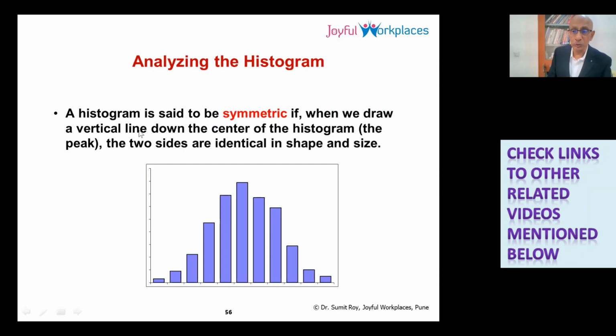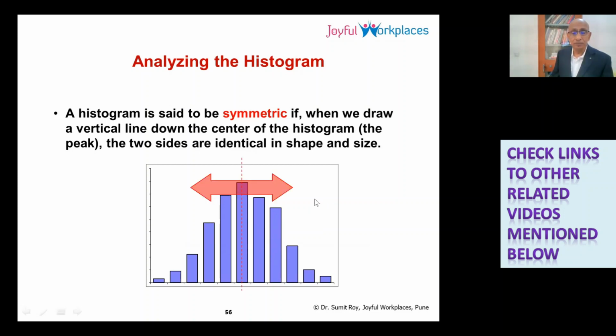So analyzing the histogram, अभी मैं थोड़ा technical discussion में जाऊंगा. A histogram is said to be symmetric if when we draw a vertical line down the center of the histogram, the peak, the two sides should be identical. देखिए ये histogram मैंने किया था using a column chart. That is why I did not get the proper histogram. But you will be able to get, if you use the histogram tool in the Excel, you will be getting all the bars touching each other. So don't get misled by this. Here it should be touching each other.